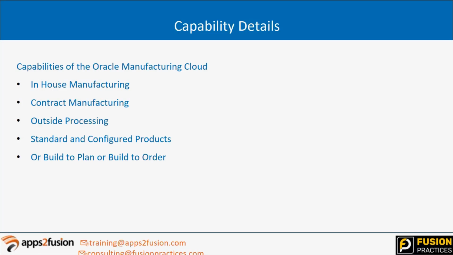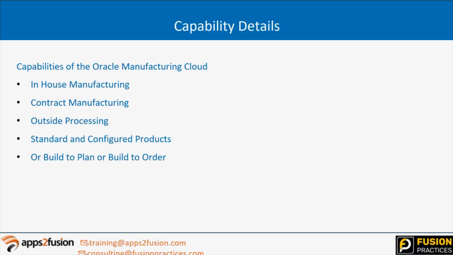Now these are the capabilities of the manufacturing cloud. In the manufacturing cloud, we can do in-house manufacturing, wherein you're manufacturing at your plant. You can do contract manufacturing, wherein you're contracting to a subcontractor who's doing the work for you, and he gives you regular updates. We will see how this is implemented. There is outside processing, where one or many operations is outsourced to another manufacturer.